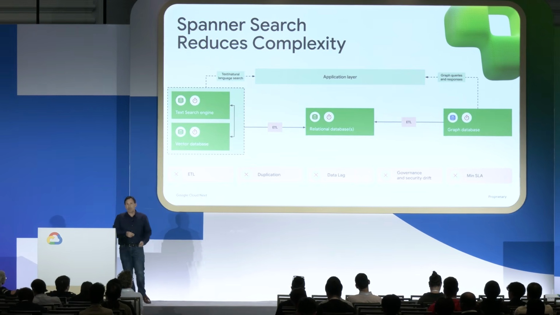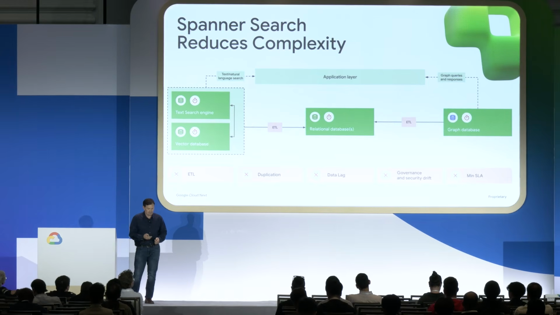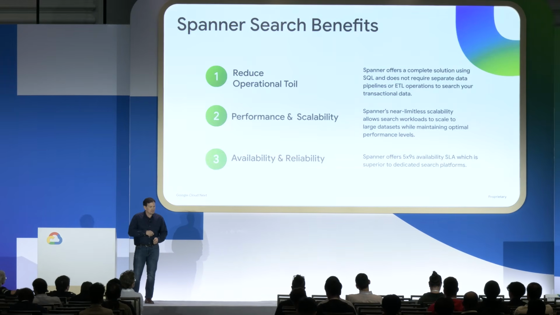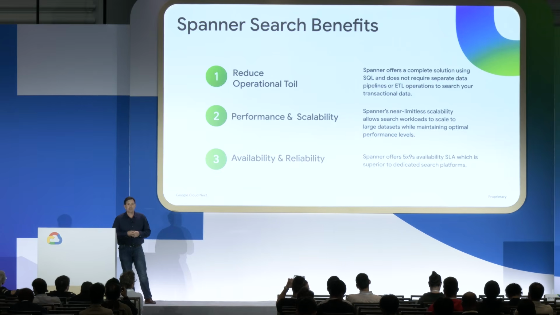And the same would go for graph. So here are the benefits of Spanner search. The last slide is a great lead in to the first point, which is reducing operational toil, eliminating data copies, eliminating ETL, keep your data in one place and be able to do everything with it. OLTP workload, search, et cetera.